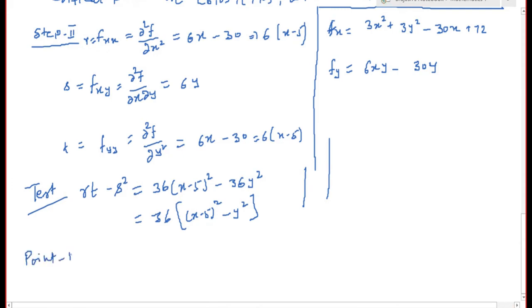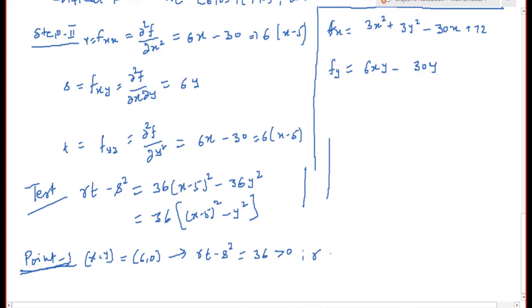By having this, we go for the points one by one. Critical point one, xy is equal to, suppose we have the point 6, 0. For this, we go for RT minus S square. Once you put it here, it is going to be 6 minus 5, that is 1 square, minus 0. So it is going to be 36, which is greater than 0. Since it is greater than 0, the maxima or minima is possible.